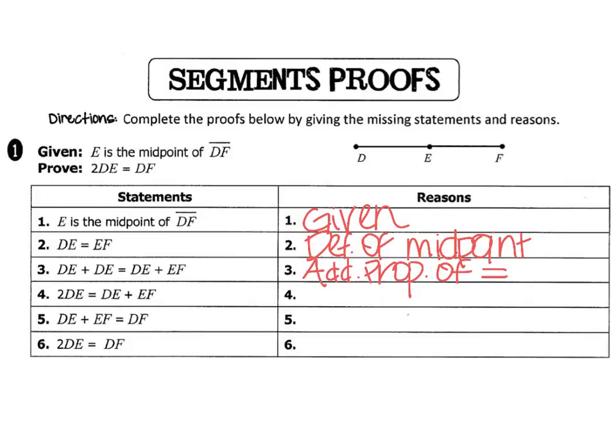Then, how do we go from statement 3 to statement 4? What we did here is we took DE plus DE and simplified this to 2 times DE. So therefore, our reason for this would just be that we simplified.